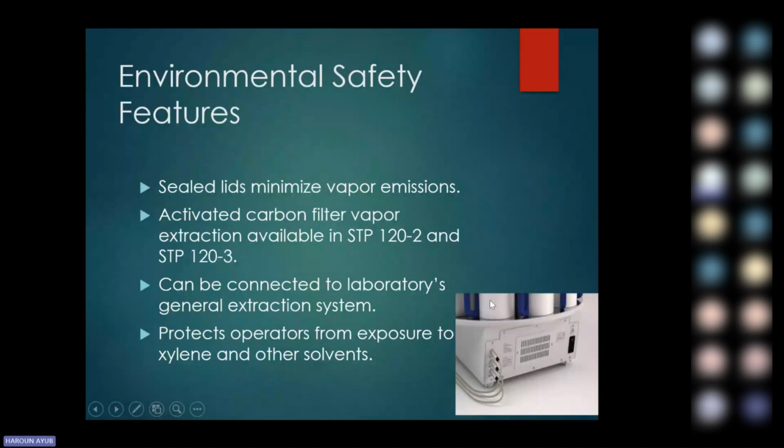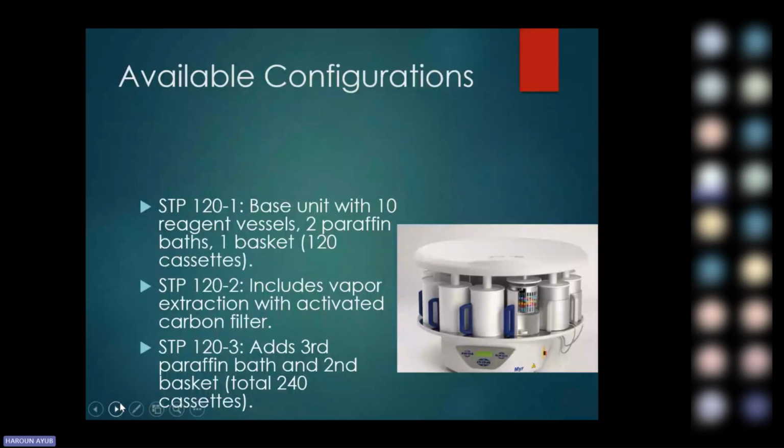So the configurations are open to anyone who wishes to go with whichever unit you want. So we have the 120-1, 120-2, 120-3, and all configurations are set according to the lab's desire. So the 121 has one paraffin bath. That means you can do only 120 baskets at a time. 122 will have the carbon filter. And 123 will have the second carousel, making you able to process 240 samples at a go for very busy laboratories.